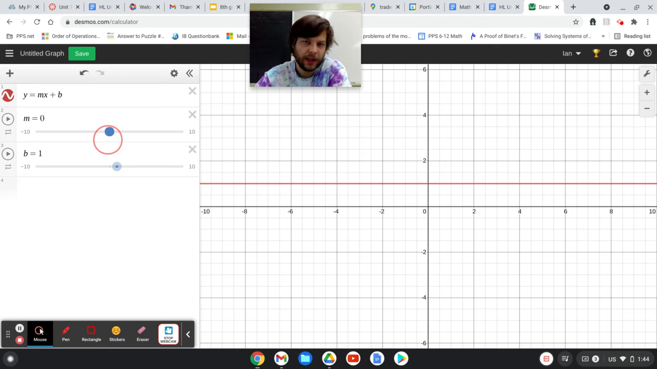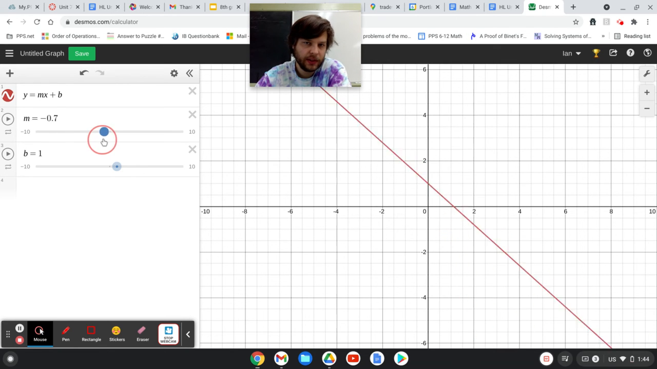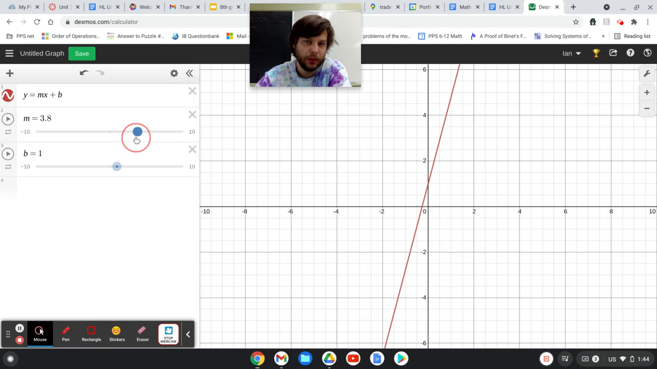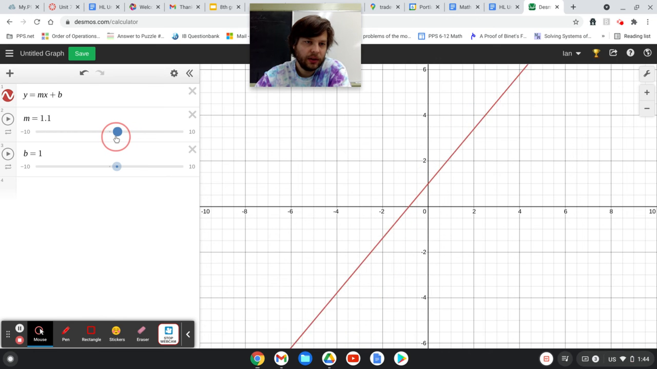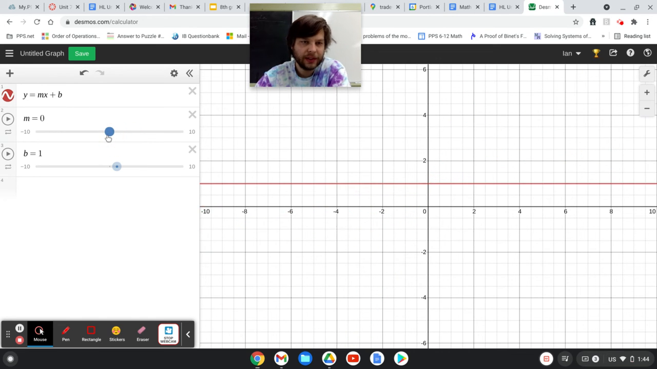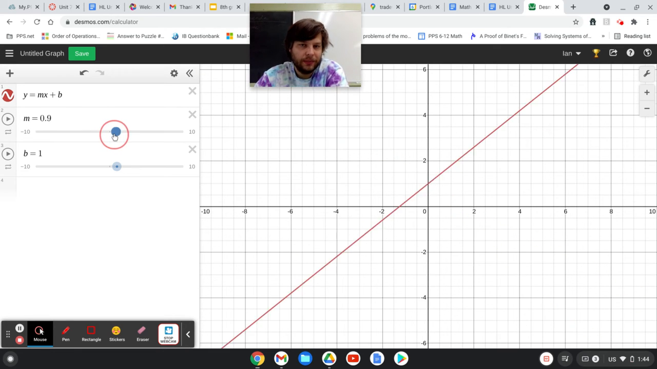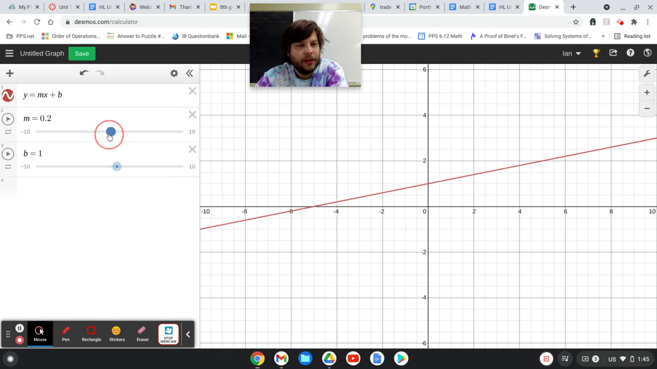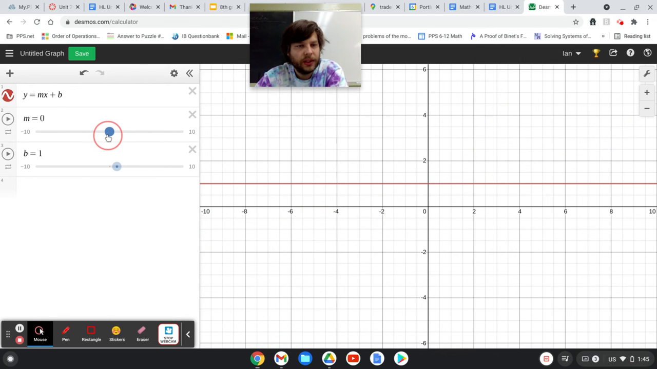Don't say it's a straight line. Every single one of these is a straight line because they all move in the same direction forever and ever without bending. The only way we can describe m equals 0 is by saying it's a horizontal line. It's a flat line. It is also a straight line, but that is not different from this is a straight line. This is a straight line. So m equals 0 is a horizontal line.